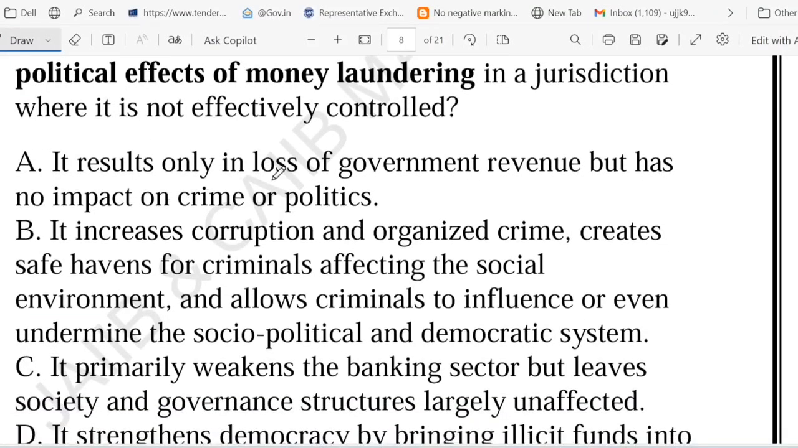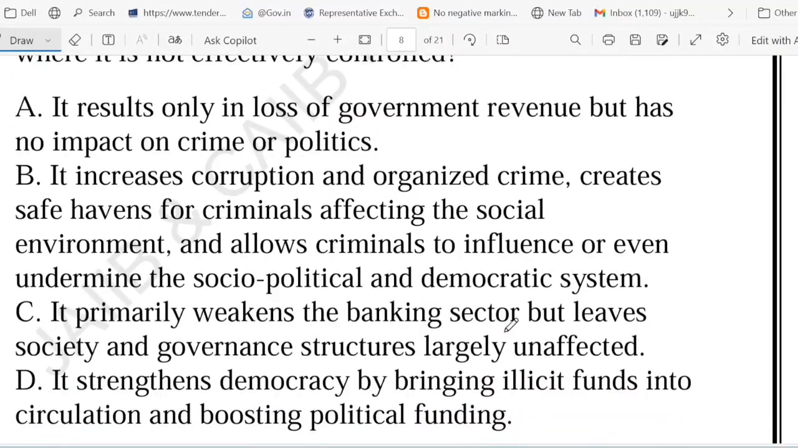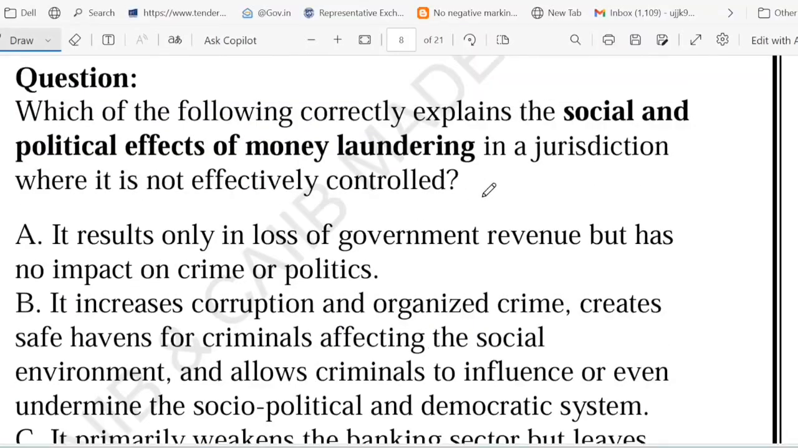Option A, it results only in the loss of government revenue but has no impact on crime or politics. B, it increases corruption and organized crime. It creates a safe haven for criminals, affecting the social environment. Option C, it primarily weakens the banking sector but leaves society and governance structure largely unaffected. D, it strengthens democracy by bringing illicit funds into circulation and boosting political funding.